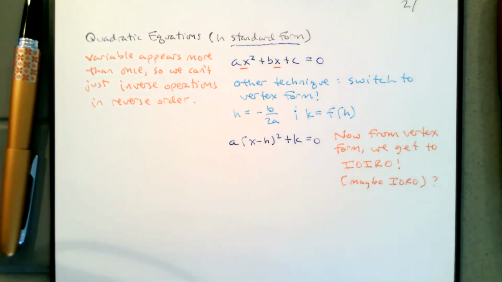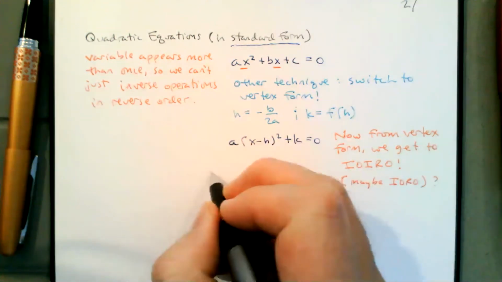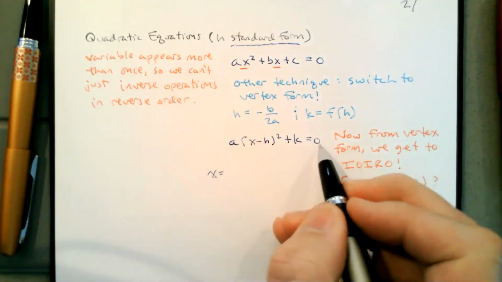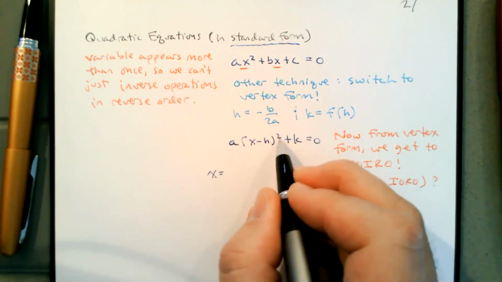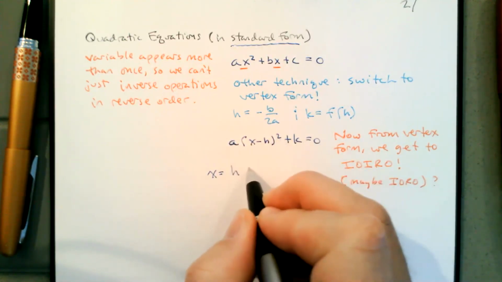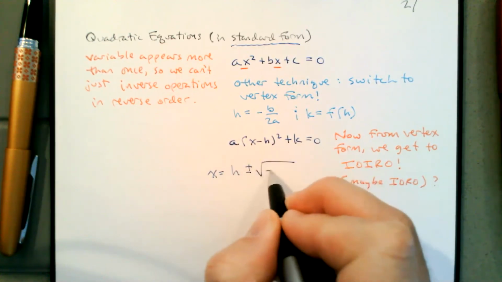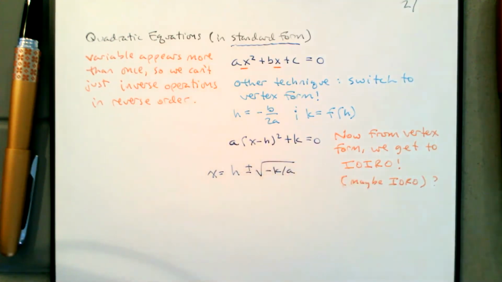But once we have things in vertex form, we can do inverse operations in reverse order. So in this case, we would just solve. Take 0, subtract k, divide by a, do a plus and minus for the square root, and add h. So x equals h plus or minus the square root of minus k over a. This is equivalent to using the quadratic formula. It takes out a couple of the steps and changes the order a little bit.